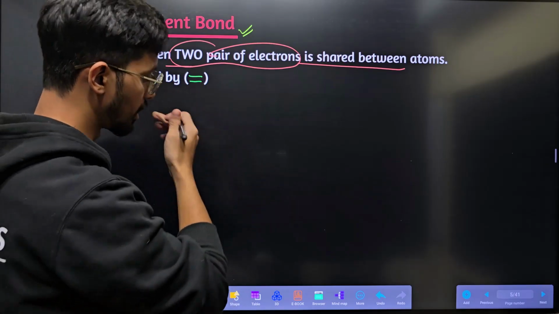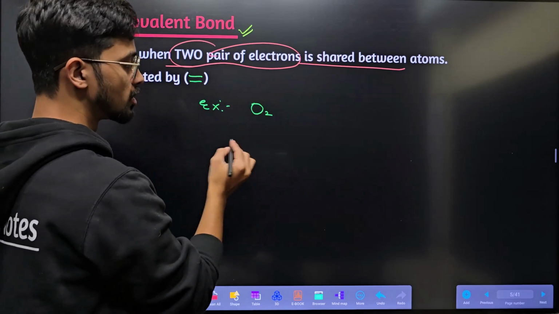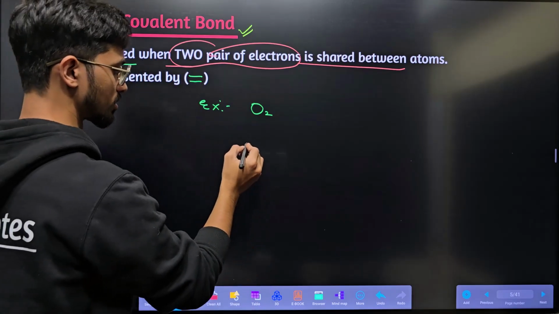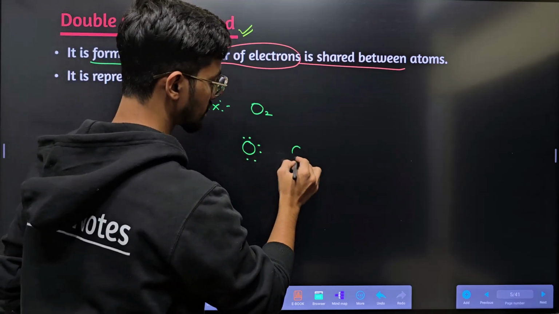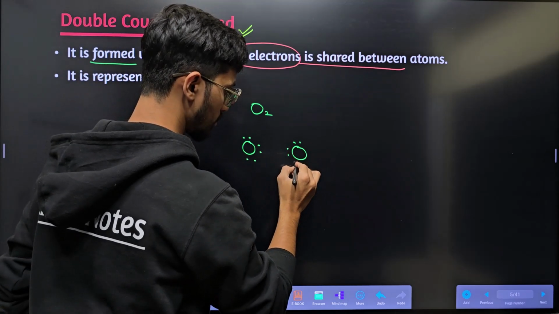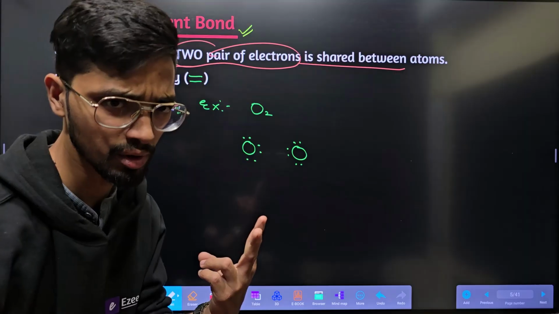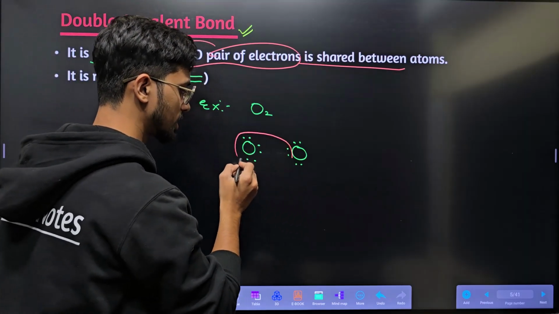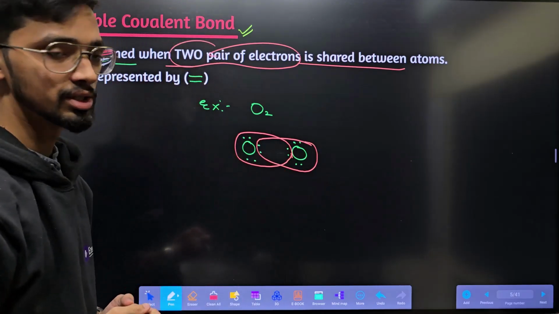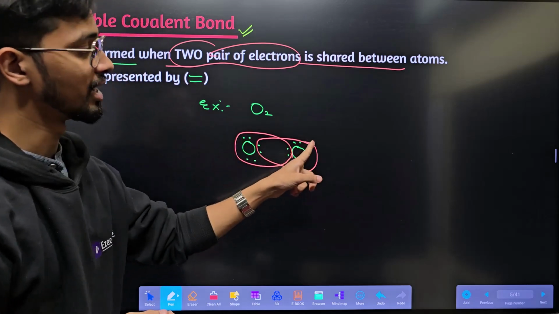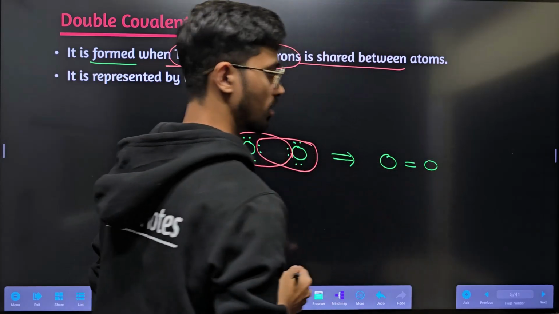For example, the oxygen molecule, O2. Oxygen has 6 valence electrons: 1, 2, 3, 4, 5 and 6. Another oxygen will also have 6. Now this oxygen has a deficiency of 2 electrons, so let's share 2 electrons. The other oxygen also has a deficiency of 2, so this will also get shared. Now this has 8 and this also has 8, so they gain stability. They form a bond in this way: O double bond O. Right?